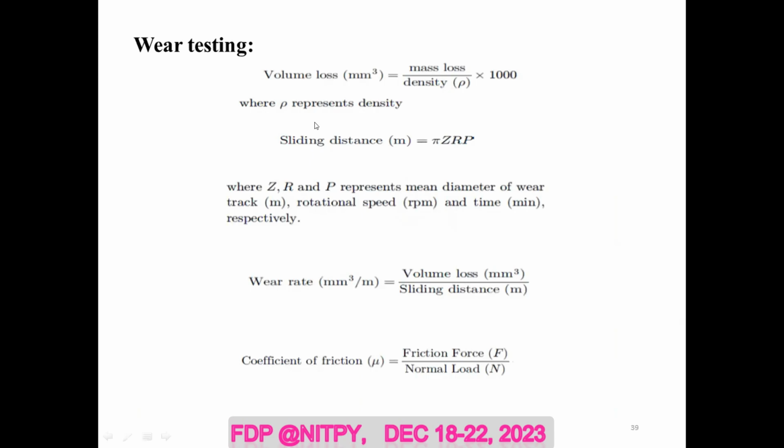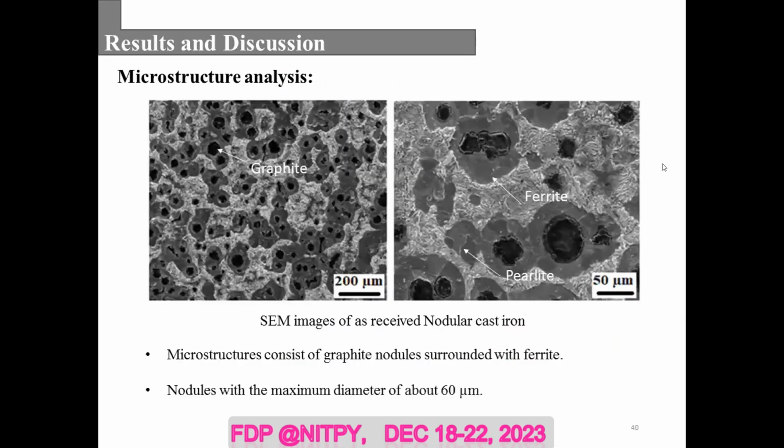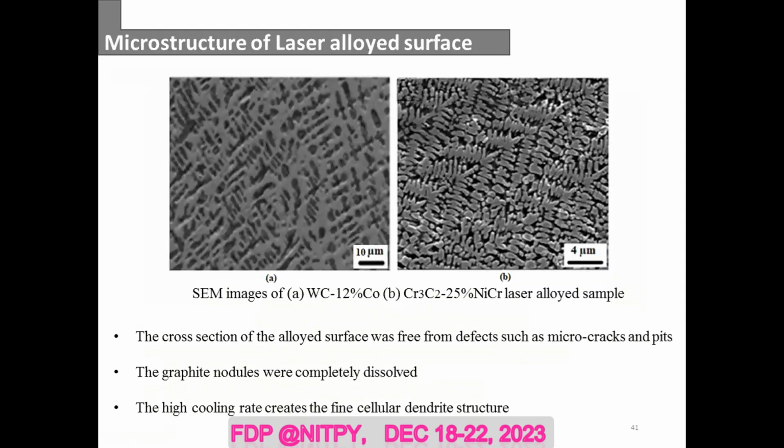This we can see in these FESEM images of nodular cast iron. In the as-received cast iron images, we can see the microstructure consists of graphite nodules surrounded by ferrite. These nodules have a maximum diameter of about 60 micrometers. The second one is the microstructure of a laser alloyed surface.